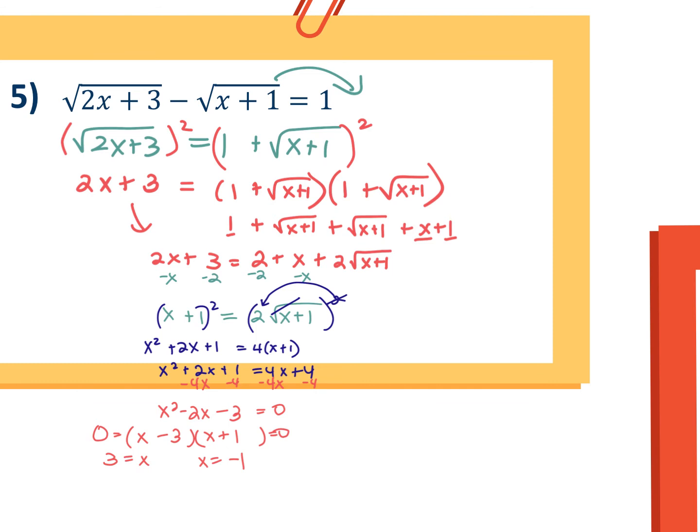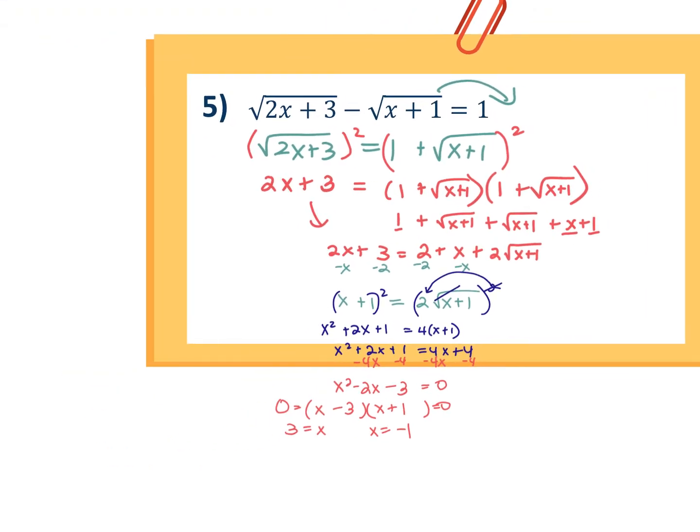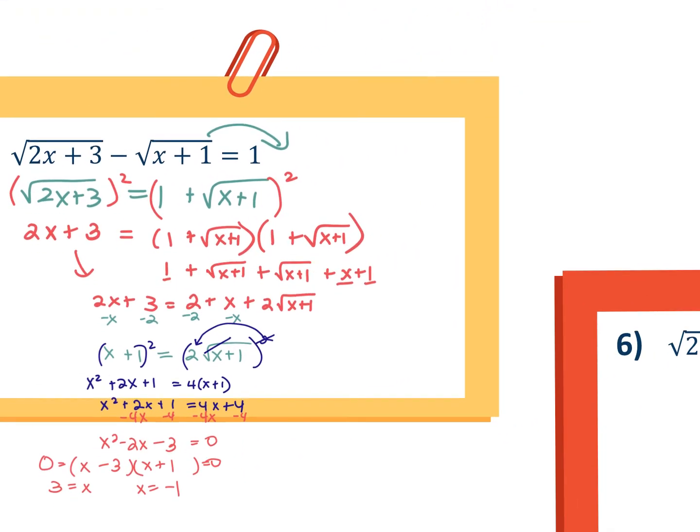Okay, now we gotta plug it back in to check. So I'm gonna first plug in the 3. Square root of 2 times 3 plus 3. Now you could plug it in anywhere you want. So you can go back up to the original. You could go to after you move the square root to the other side. Like I could plug it in this one or this one until I squared it and then I altered it. But until that point, you could plug it into either one of those. I'm just gonna go back to the original. So 2 times 3 plus 3 minus the square root of 3 plus 1 equals 1.